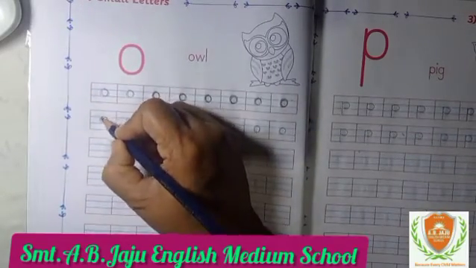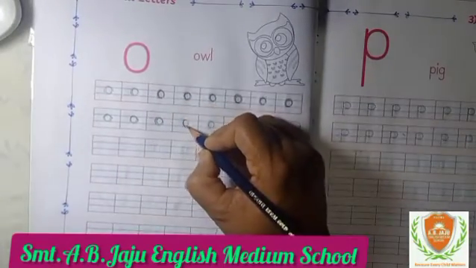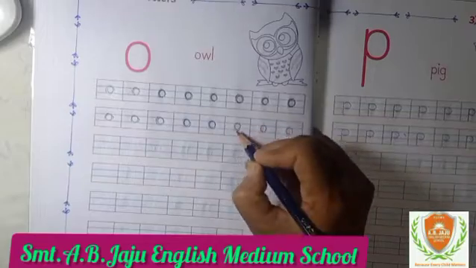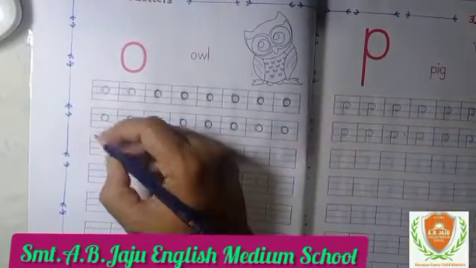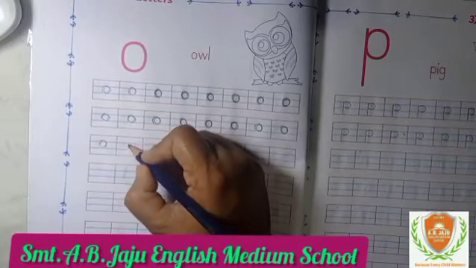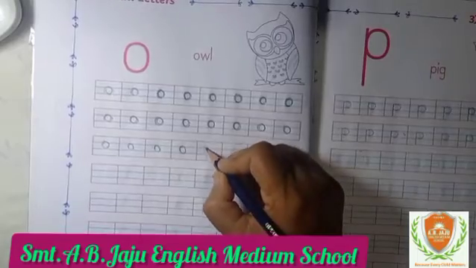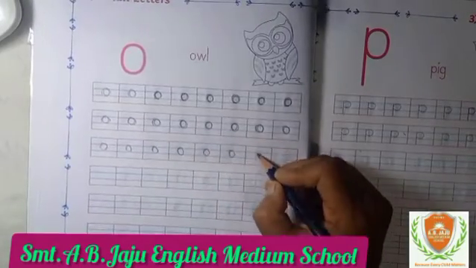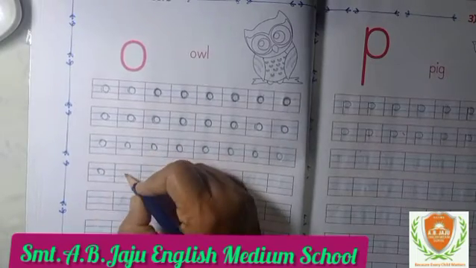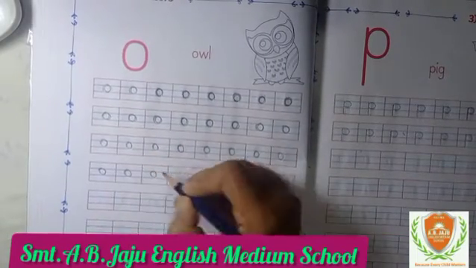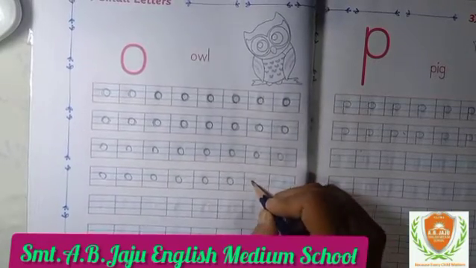The sound of O is O. O, O, owl. O, O, orange. O, O, ocean. O, O, owl. This is capital O and this is small o. First we wrote capital O. Now we are going to write small o. So this is small o.